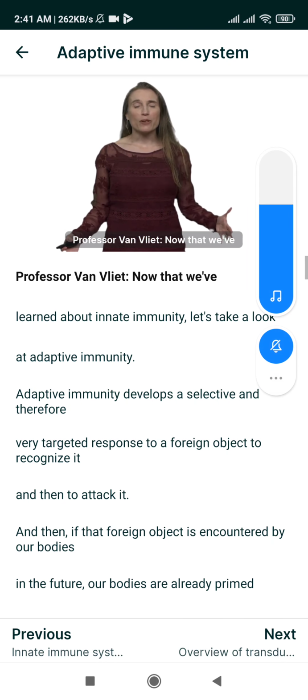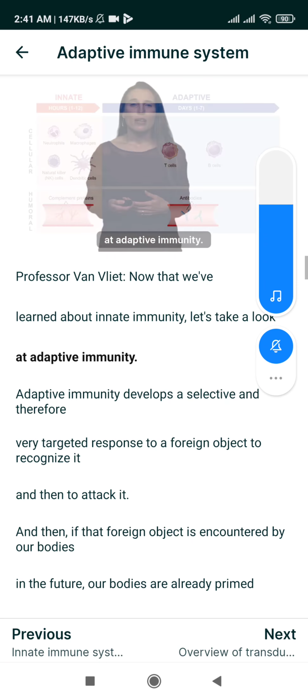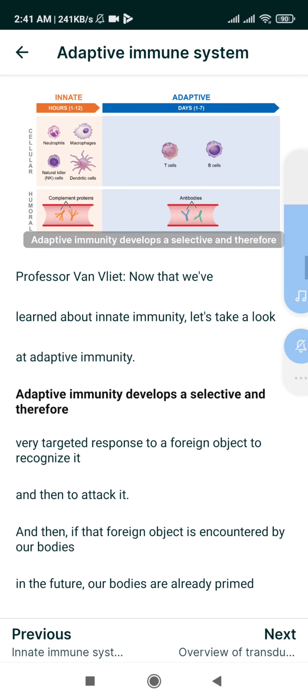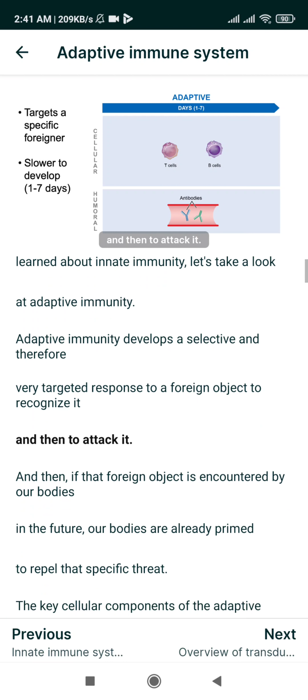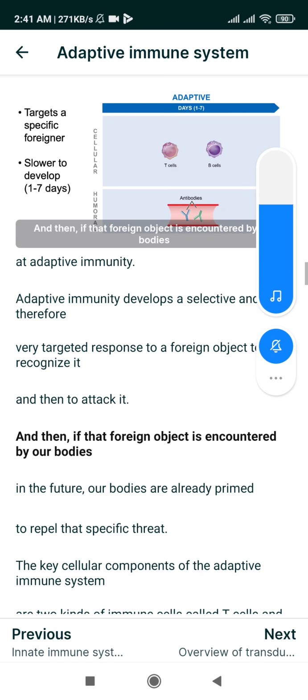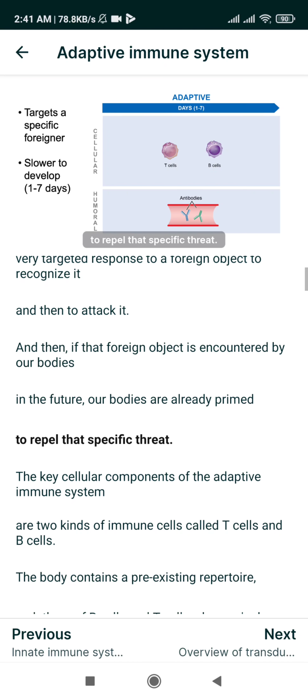Now that we've learned about innate immunity, let's take a look at adaptive immunity. Adaptive immunity develops a selective and therefore very targeted response to a foreign object, to recognize it and then to attack it. And then if that foreign object is encountered by our bodies in the future, our bodies are already primed to repel that specific threat.